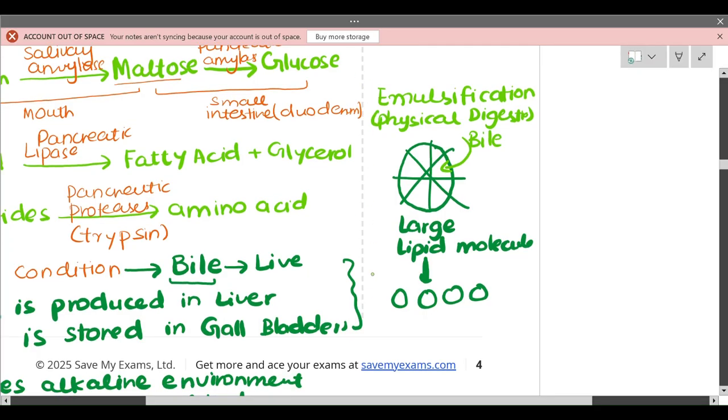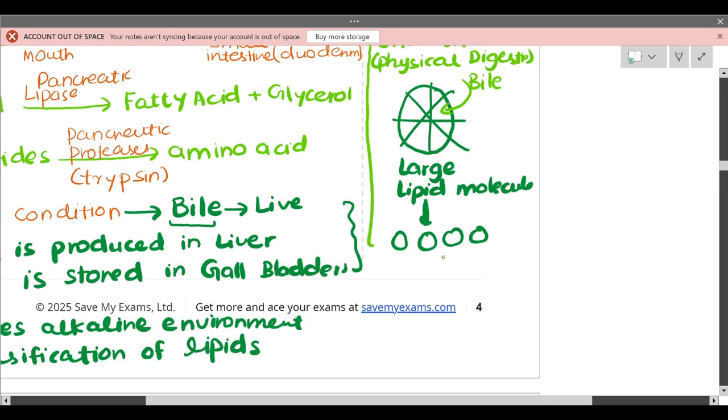They can ask you why we are doing this. We are doing this so that later on, on these smaller pieces, the enzymes can work and do the chemical digestion. Which enzymes work here? Lipases act, and as a result they produce fatty acids and glycerol. The lipases are produced by the pancreatic juice. So this is how it works.